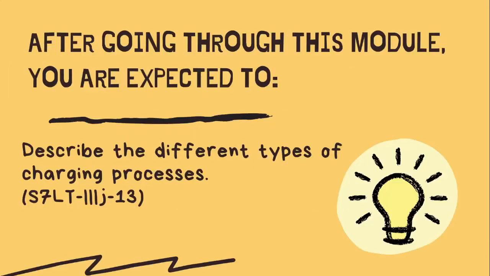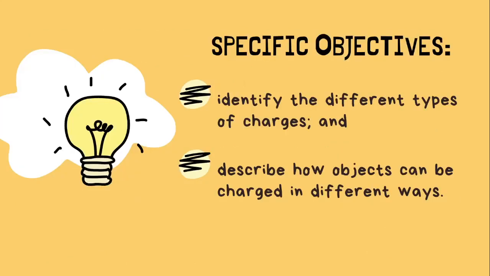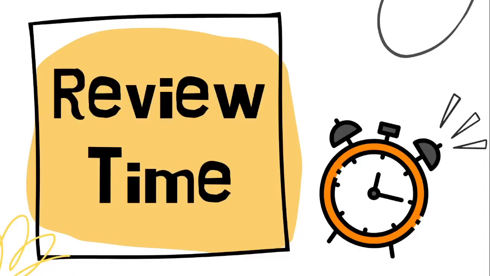Our most essential learning competency is to describe the different types of charging processes. At the end of the broadcast, we should be able to identify the different types of charges and learn about the 3 different ways objects can be charged. Are you ready now to know more about electric charges?